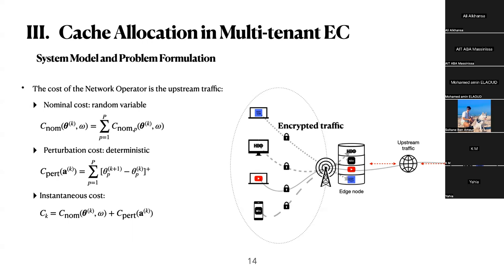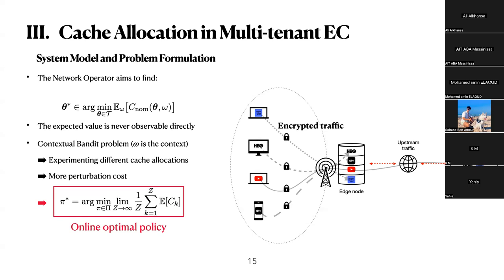And it's actually a random variable, since for the same allocation, we can have many values of the cost because of the randomness of the requests. So each allocation will have different costs in many time slots. This randomness, as I said, comes from the randomness of the requests, which we denote omega. The second source of the upstream traffic is the perturbation that the network operator causes when we change the allocation. Basically, if I give more slots to one service provider, this service provider will download from the internet the most popular content to fill these extra slots. And then we will have C_pert, the perturbation cost, that depends on the action of the network operator. So at time slot k, we will have the instantaneous cost, the sum of the nominal cost and the perturbation cost.